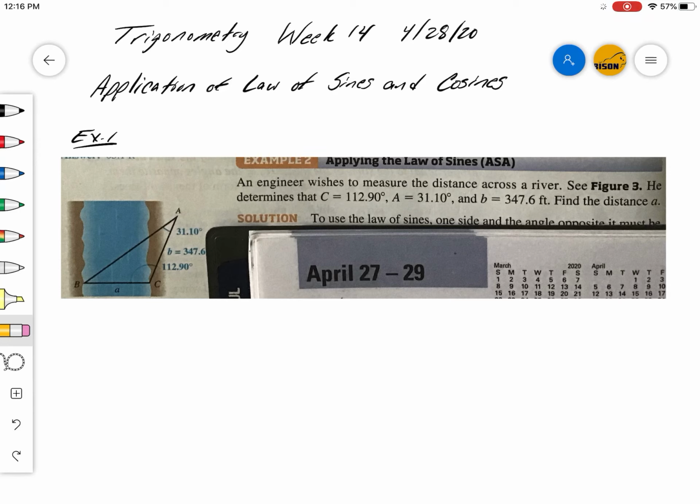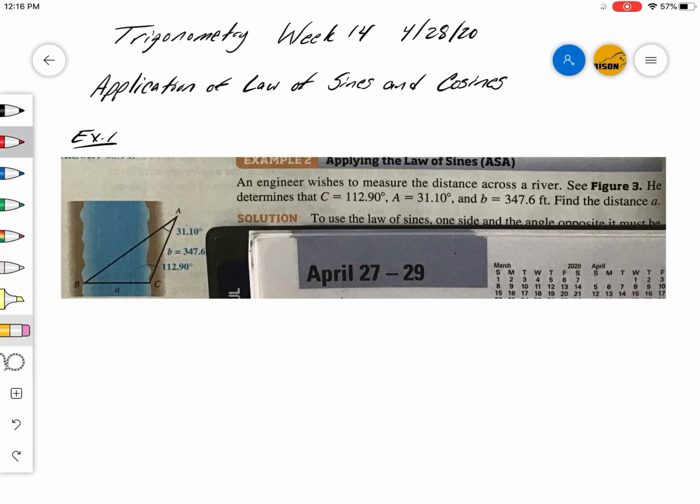Okay, so look here at example 1. This guy needs to measure all the way across the river. Obviously, he doesn't have a boat or anything that he can go across the river with a big tape measure. So he's stuck with just figuring out some measurements on one side of the river and using a trig ratio or trig formula to get him over to the other side.